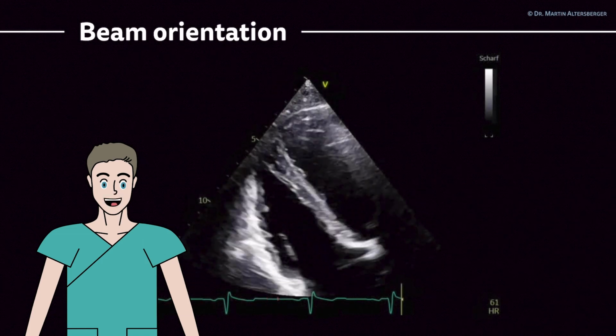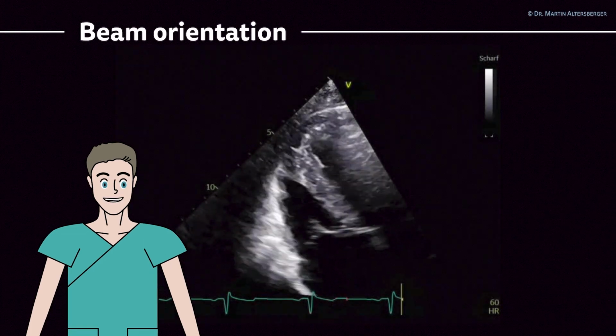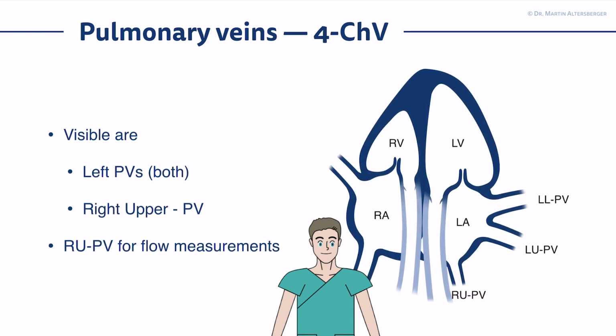So if you cannot see all the structures, keep in mind that you also can optimize beam orientation. Some structures I also want to mention, because I do think they are important to visualize, are the pulmonary veins. Overall, they are not always easy to find, but with better and better machines, it becomes easier to visualize them and easier to measure. Keep in mind that there are 4 in a normal anatomical setting.